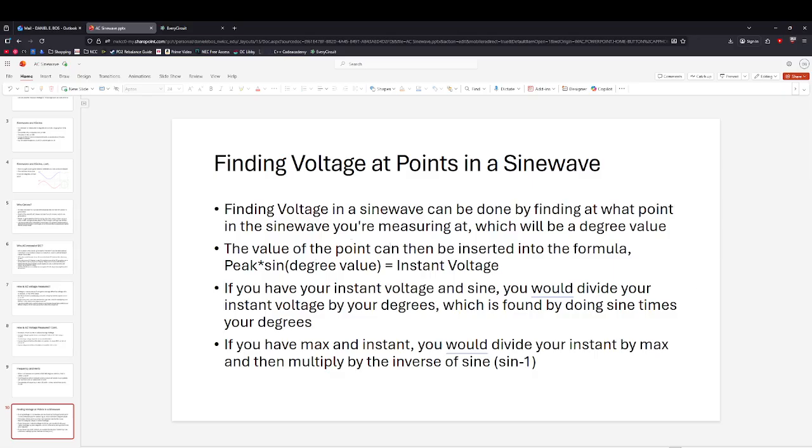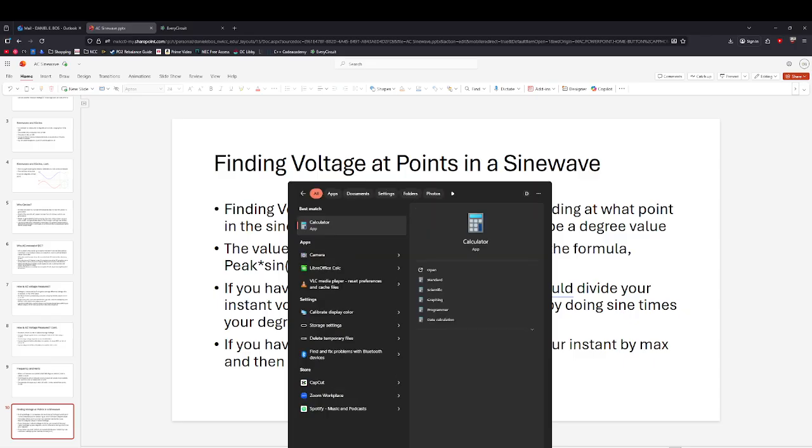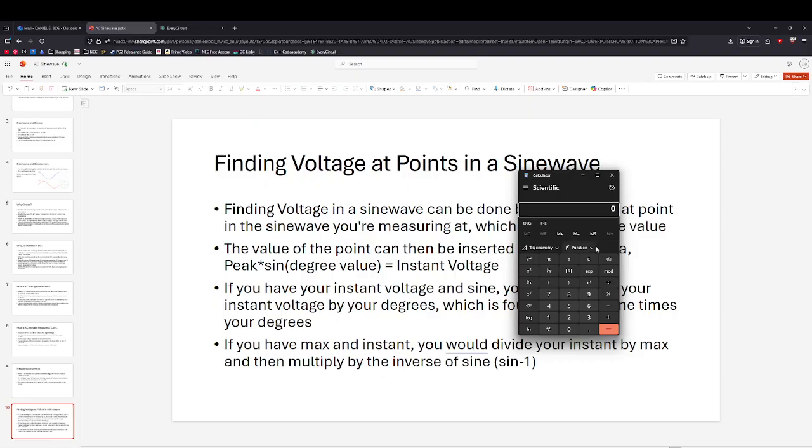The value of the point can be inserted in the formula peak times sin equals instant voltage. That's what I just went over. If you have your instant voltage and sine, however, you would divide your instant by your sine. So once again, going back to the calculator, and I'll just pull the calculator up on my computer so you can see the one I'm talking about. So let's take this 147 divided by 60.